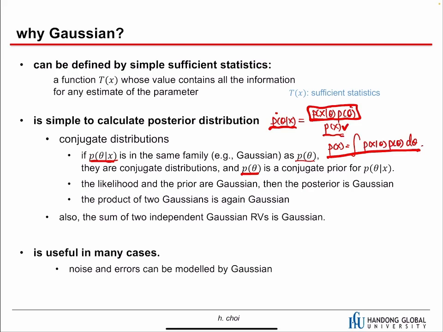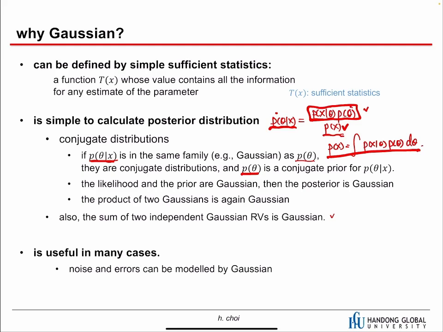Also, the product of two Gaussians is again Gaussian, like this. And the sum of two independent Gaussian random variables is Gaussian. So it's really convenient to estimate some distribution.